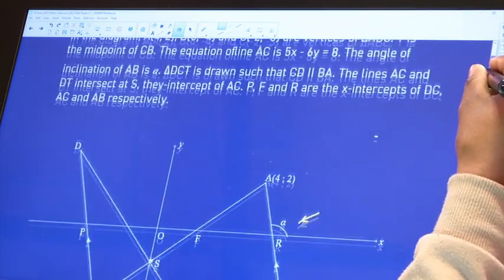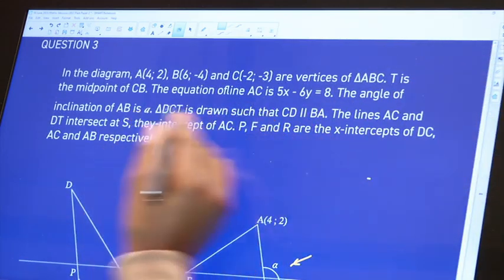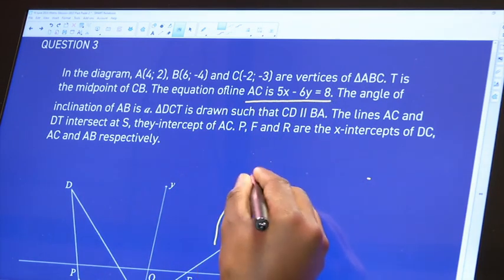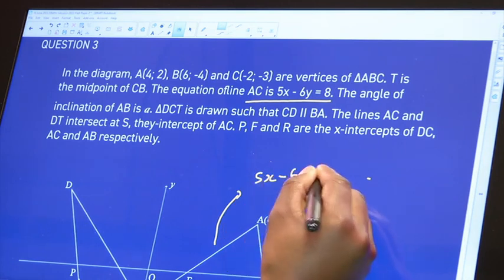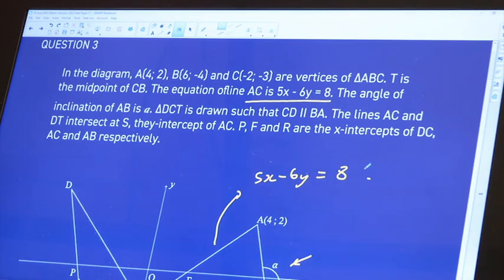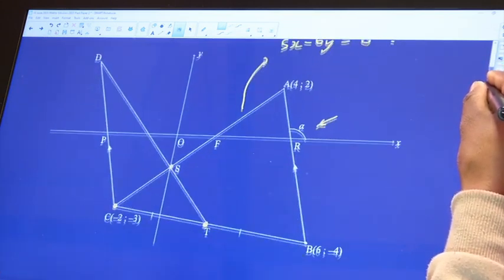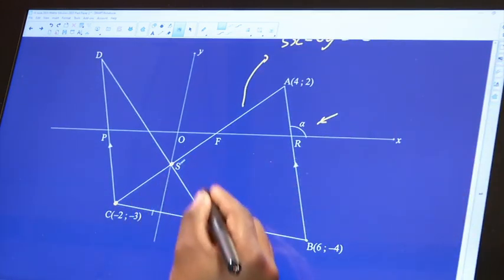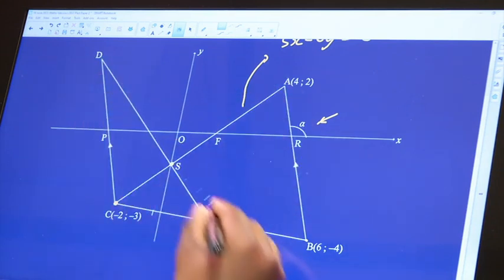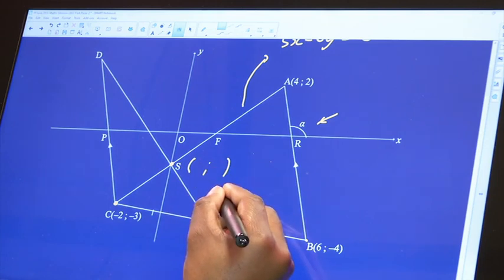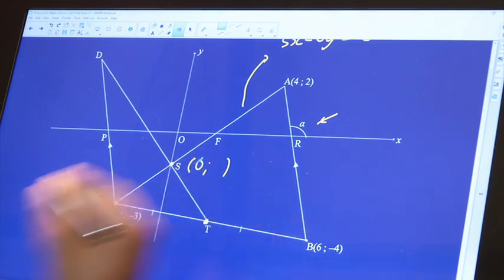So I'm going to go back up and show you that we were told that the line AC has the equation 5x minus 6y is equal to 8, right? So if you know the equation of a line, you can use it to try and figure out what is going on here. So 5x minus 6y equals 8 is the equation of that line. And what else do we know? We know that point C is on the y-axis because it is the y-intercept of that line. So if I know that it lies on the y-axis, we know for a fact that the x-coordinate is definitely going to be 0.